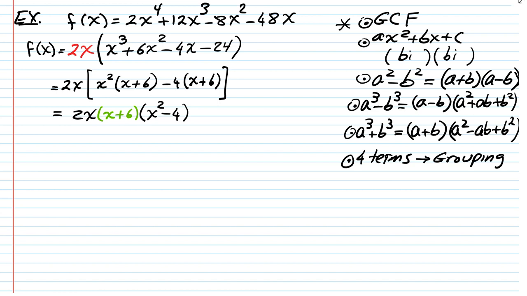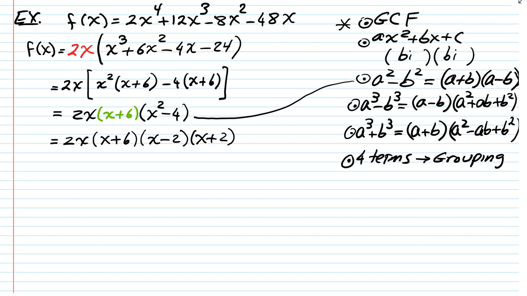Now, x squared minus 4, check this out. You see that? x squared minus 4 is a difference of 2 squares. So that could be factored further. I'm going to write it as x plus 6, and then x squared minus 4, that will be x minus 2, x plus 2, or x plus 2, x minus 2, doesn't matter. The order of those doesn't matter. And there now we have the full factored form of this polynomial.